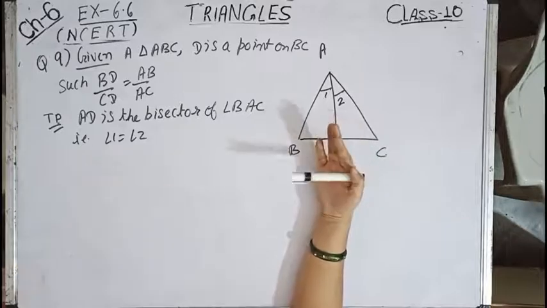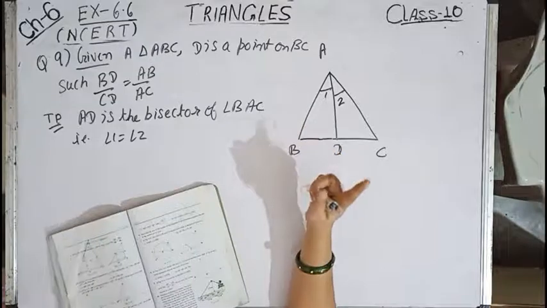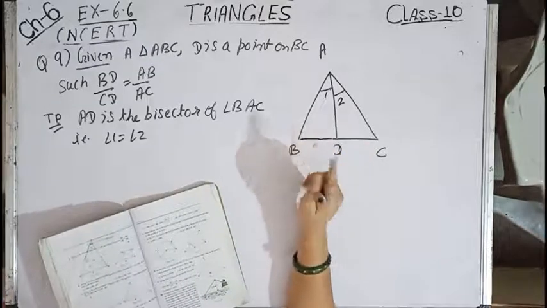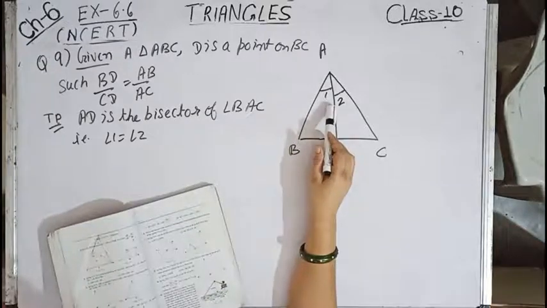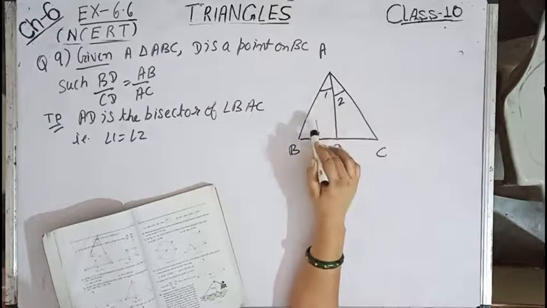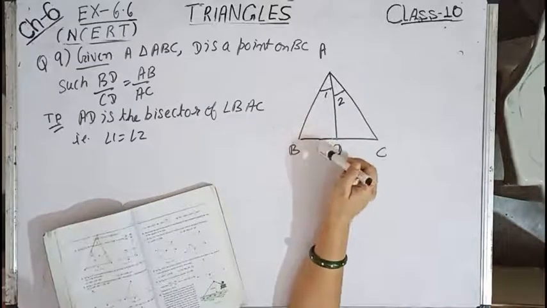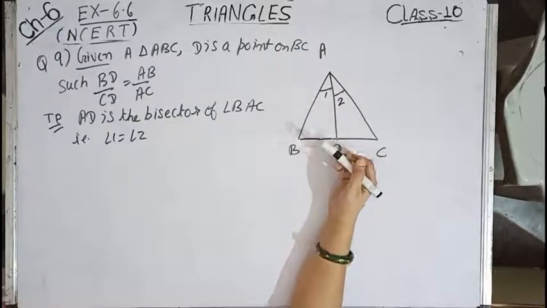Now if you can remember, this question is the converse of question number 1, which I said is the angle bisector theorem. So this is the converse. Over there it was given bisector and we had to prove that AB by AC equals BD by CD. Here the relation is given, that is BD by CD equals AB by AC. We have to prove angle 1 equals angle 2. So let us proceed.